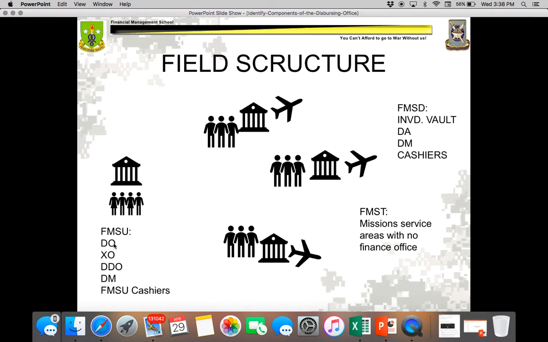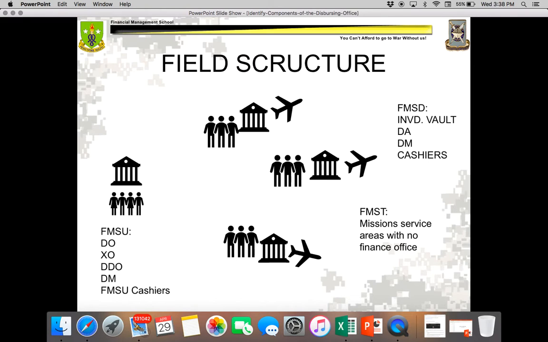Again, the DO is going to be the FMSU commander. He will have an XO, and then he'll also have a DDO. So the DO will sign all of his vaults over to the DDO, and the DDO will issue funds to the DA at each detachment. The DDO is also going to have a dispersing manager, who's usually going to be a senior NCO, and cashiers located at the FMSU level. So when I was over in Qatar, we fell under the FMSU in Kuwait. I was the DA. I had a dispersing manager and cashiers.